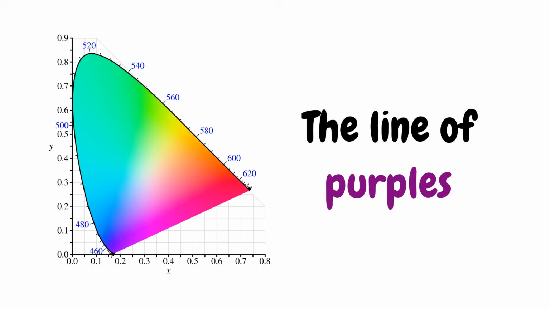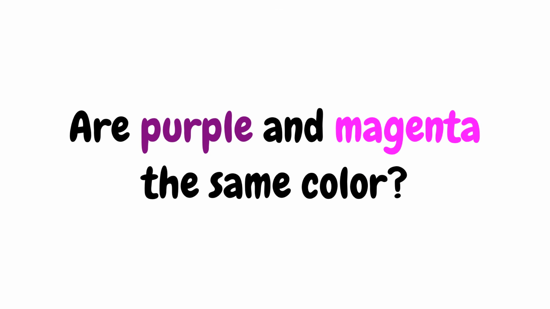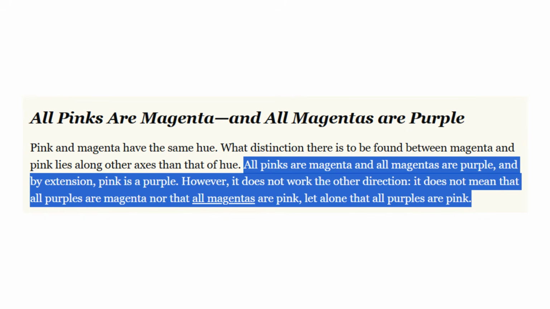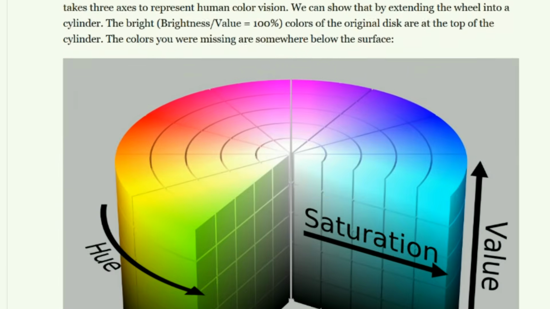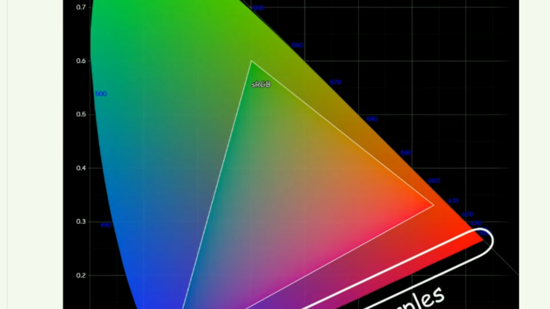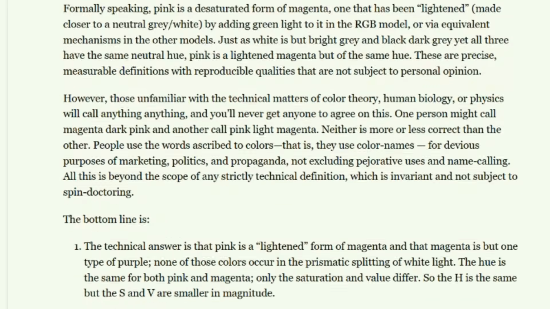Now, since it's called the line of purples, does that mean purple and magenta are the same color? When trying to find this answer, I stumbled upon this discussion board post that had a rather puzzling way of saying it. All pinks are magenta, and all magentas are purple. But it does not mean that all purples are magenta, nor that all magentas are pink, let alone that all purples are pink. This person then proceeds to give a very long detailed response on why that's the case, and I left a link to this in the description in case you want to follow.